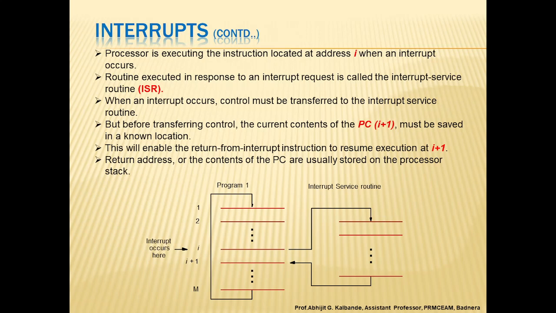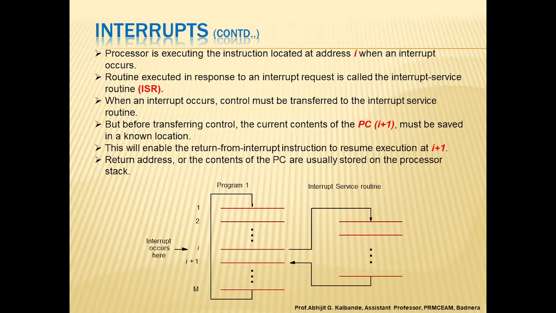Therefore, when the interrupt occurs, the current contents of the program counter, which points to instruction i plus 1, must be put in temporary storage. The return from interrupt instruction at the end of the interrupt service subroutine reloads the program counter from the temporary storage location, causing execution to be resumed at instruction i plus 1. In a processor, the return address can be saved on the processor stack. Alternately, it can be saved in a special register provided for that purpose.